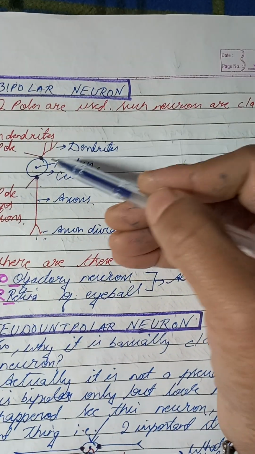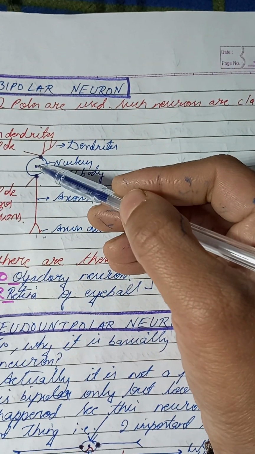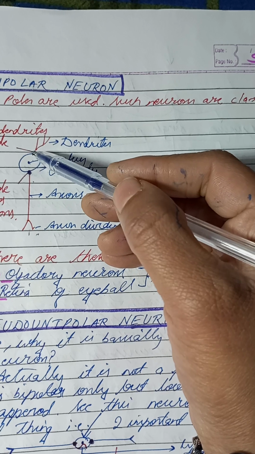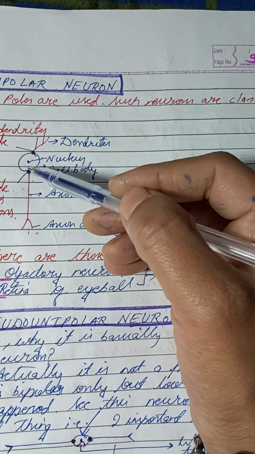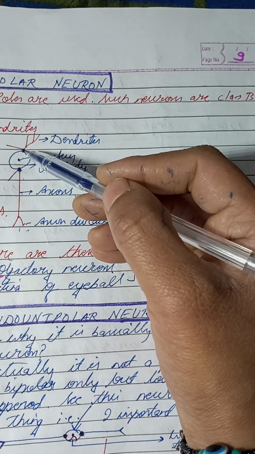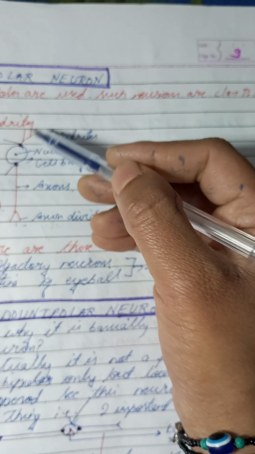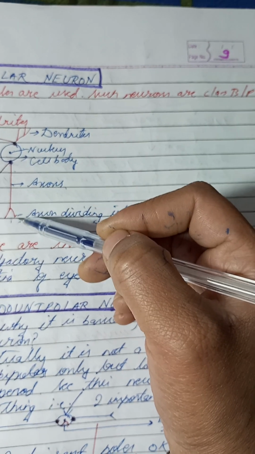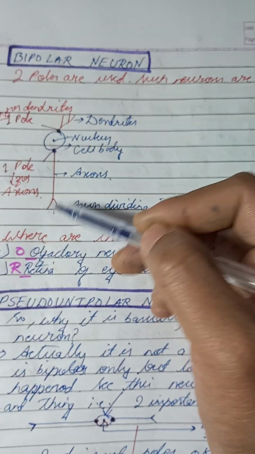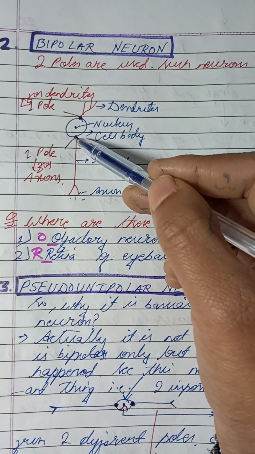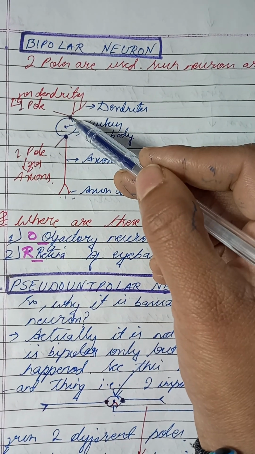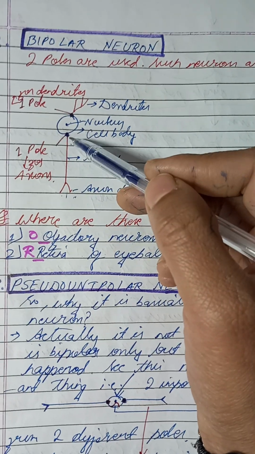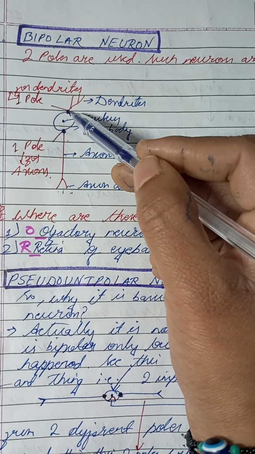See, this is the cell body, and this is the nucleus. From here, this is one pole and this is another pole. From this pole it's giving rise to the dendrites, and from this pole it's giving rise to the axons, and the axons are dividing into two parts. So here two poles are giving rise to two structures, that is dendrites and the axons. So this is called the bipolar neuron.